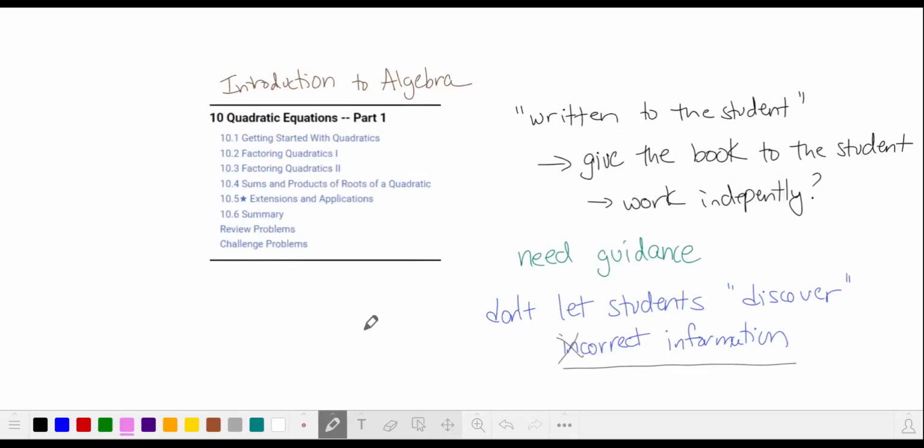Let's start with Chapter 10. Notice each chapter is divided up into sections, numbered 10.1, 10.2, etc. Each section is divided into two parts, problems and exercises. The problems introduce new material, and the exercises are for the students to perform independent practice. Let's take a look at section 10.1.